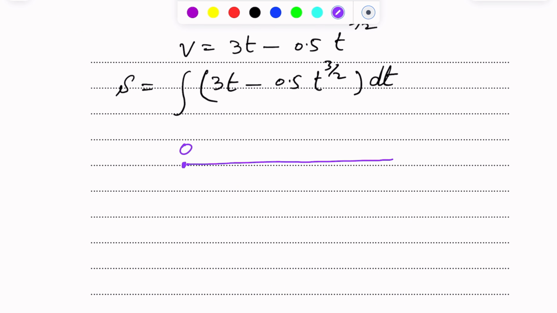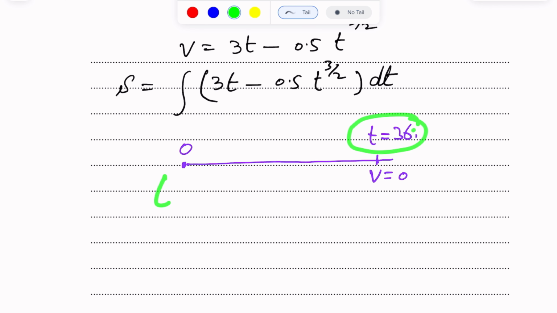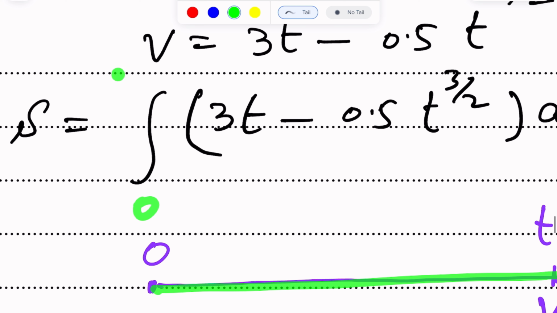Particle is moving in this direction. Here t is equal to 36 and v is equal to 0. We have to find actually this distance. Here the limit at the starting point speed is also 0, and at t is equal to 0, and here the time is 36. So we will take limit 0 to 36 here, 0 to 36.